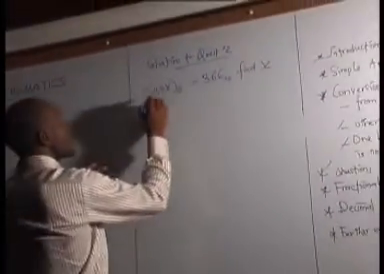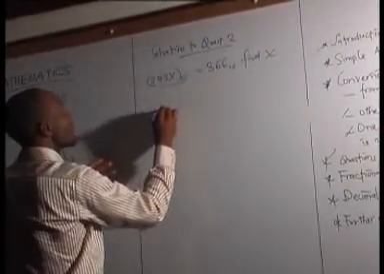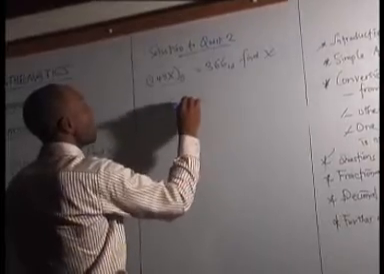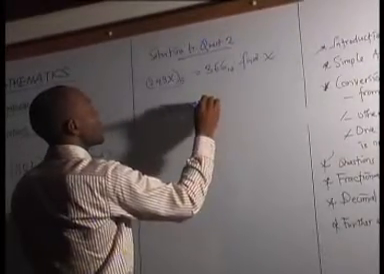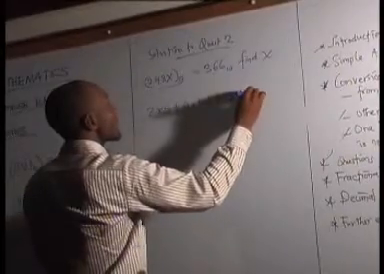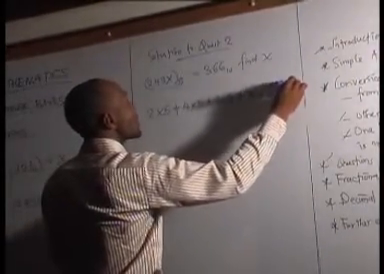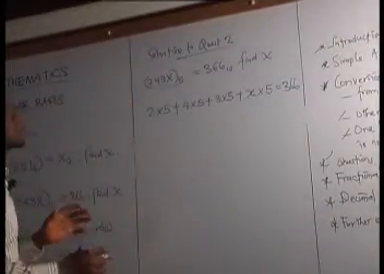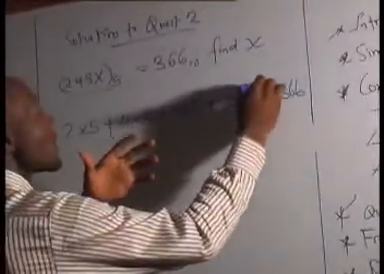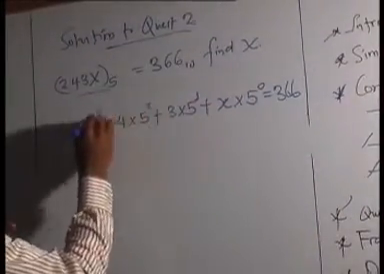Let's pick the left side and change it to base 10. So you have 2 times 5, plus 4 times 5, plus 3 times 5, plus x times 5, equals 366. Now we assign powers to the 5s. The first one you assign is 0, you assign 1, you assign 2, you assign 3.